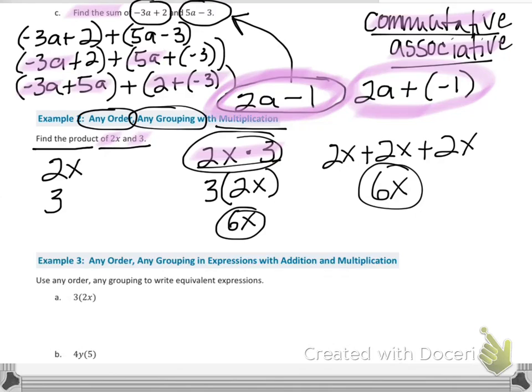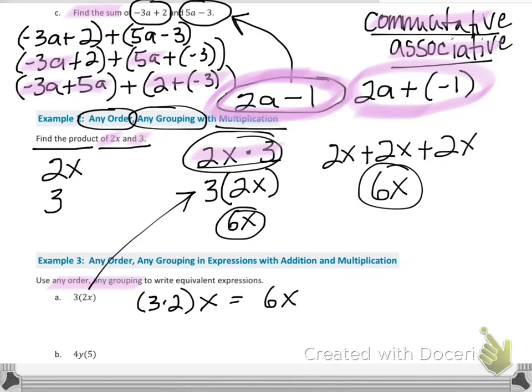Okay, example 3 here, A and B, they ask you to use any order, any grouping to write equivalent expressions. And again, just to push this point, this any order, any grouping idea, believe me, this first one is easy because we kind of actually did it right here, didn't we? Same thing. But if you were to do any order, any grouping, remember with the associative property, we can move the parentheses around, so we could make it look like this. 3 times 2 times x, which equals, of course, 6 times x.